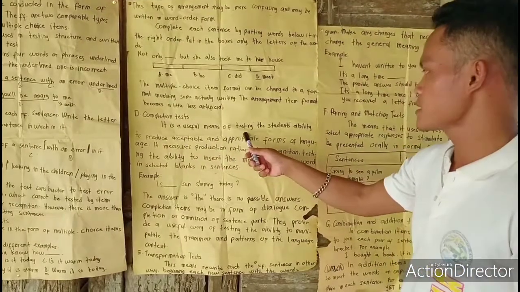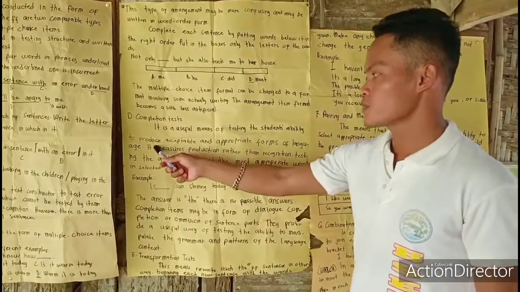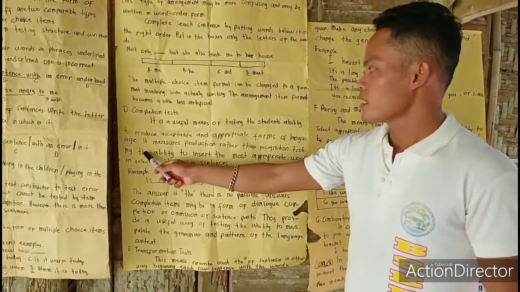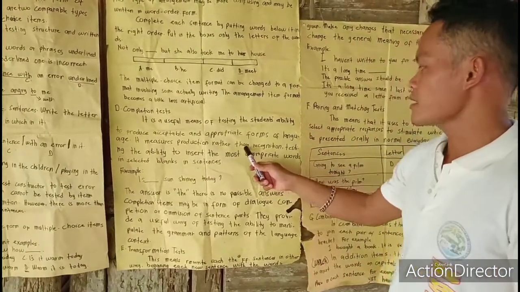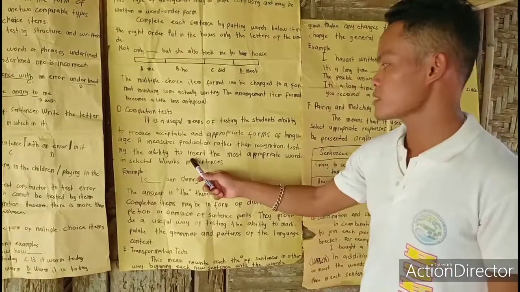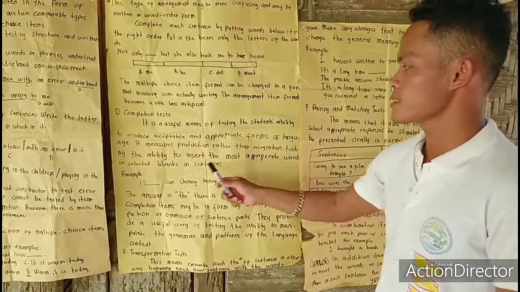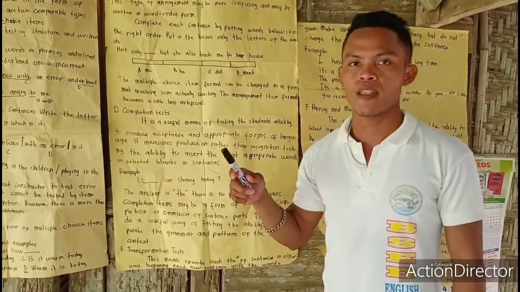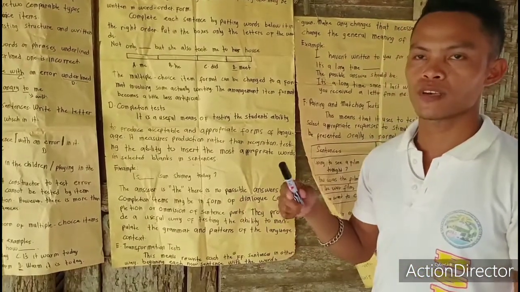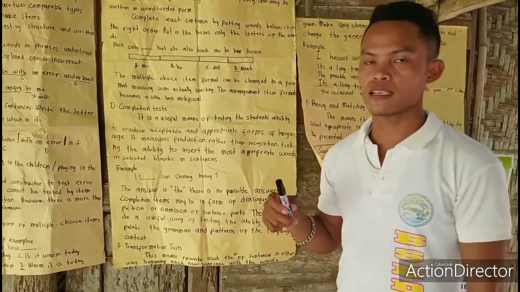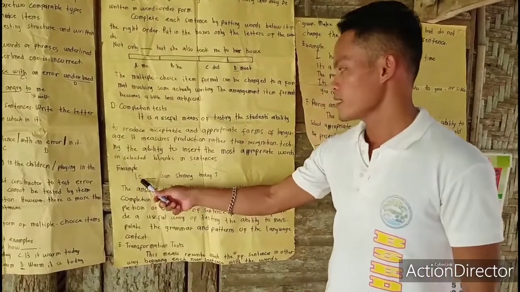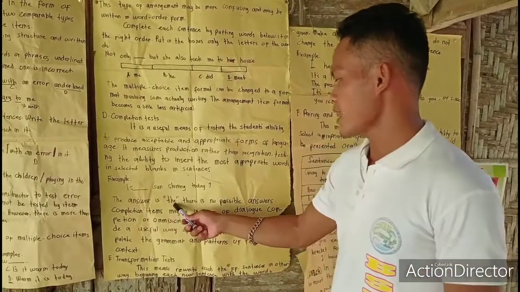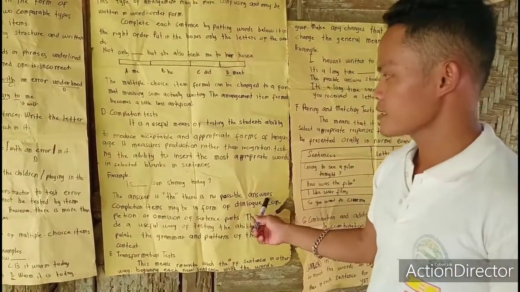It is a useful means of testing the student's ability to produce acceptable and appropriate forms of language. It measures production rather than recognition, testing the ability to insert the most appropriate word in a selected blank in the sentences. In filling the blanks, you have to put first the specific answer. For example, is blank sun shining today? The answer is the. There are no other possible answers.